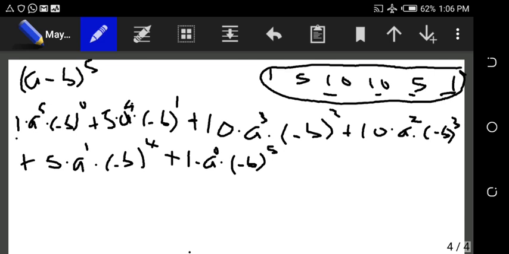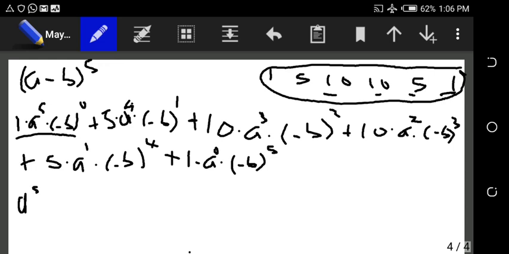So for us to simplify, what we have here is 1 times a raised to power 5 times minus b raised to power 0, but of course anything raised to power 0 is 1, so there is 1 times a raised to power 5 times 1, and that will give us a raised to power 5. Oh, sorry about that. That's a raised to power 5.